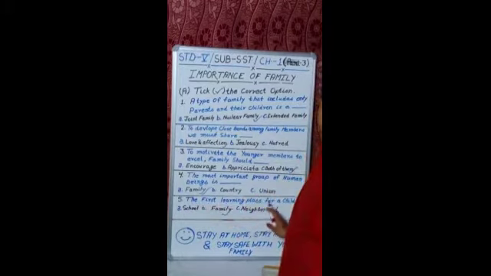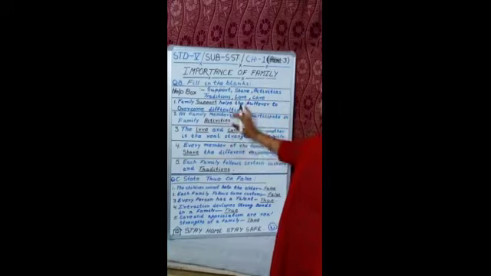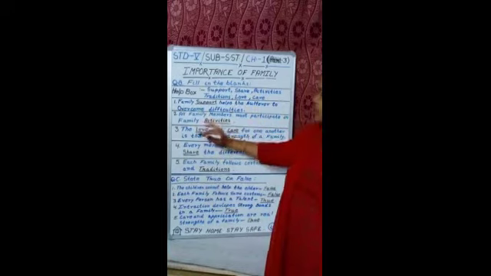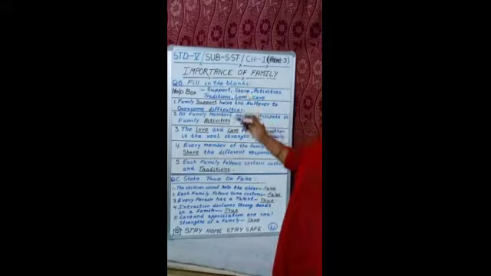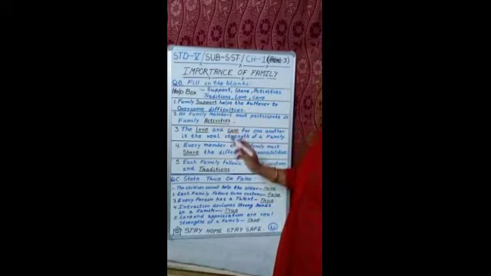Question number B. Fill in the blanks. Okay, children. There is a help box given. So many words are there. We have to find the correct words and fill them in here. Okay. So first question: Family dash helps the sufferer to overcome difficulties. So what will be the correct word from the help box? It will be support. Yes. Family support helps the sufferer to overcome difficulties.